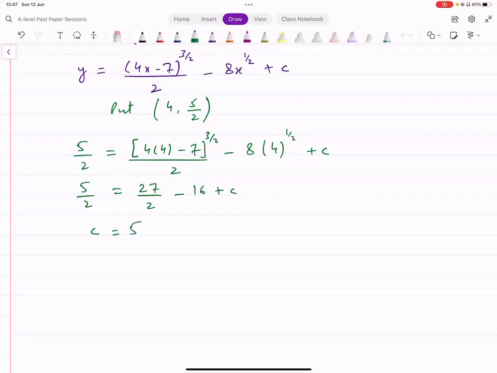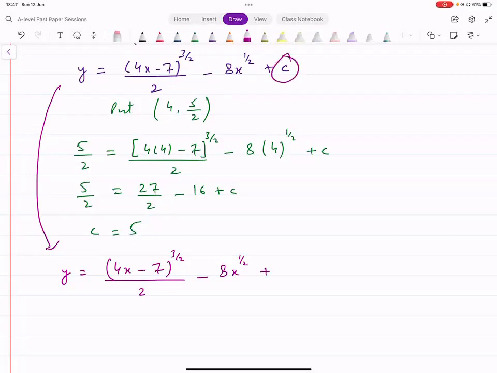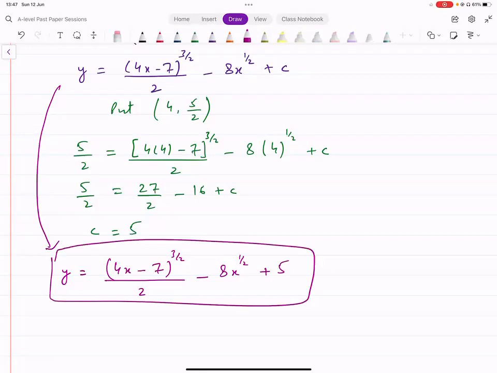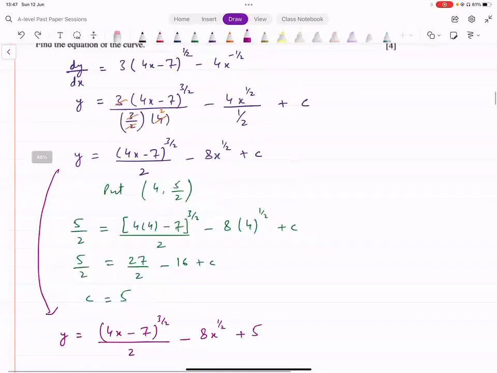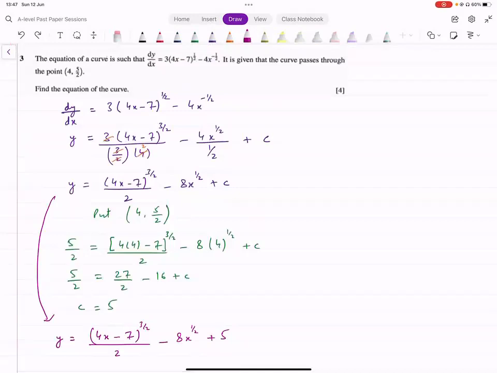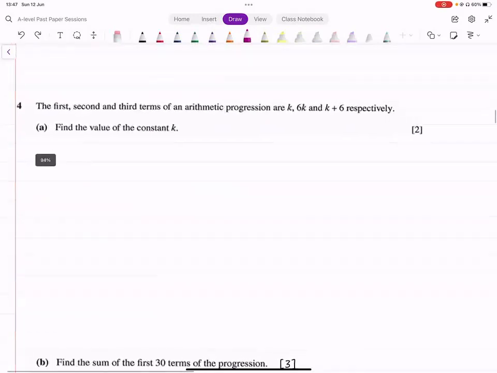And now you can finally write down your final result. Your equation is y equals (4x minus 7) whole raised to power 3 over 2 divided by 2 minus 8x raised to power 1 over 2. And in place of c there, you can write 5 now. That's the equation of the curve that you were looking for. Okay, so that's the final result. That was question number 3. Let's move on to the next one.